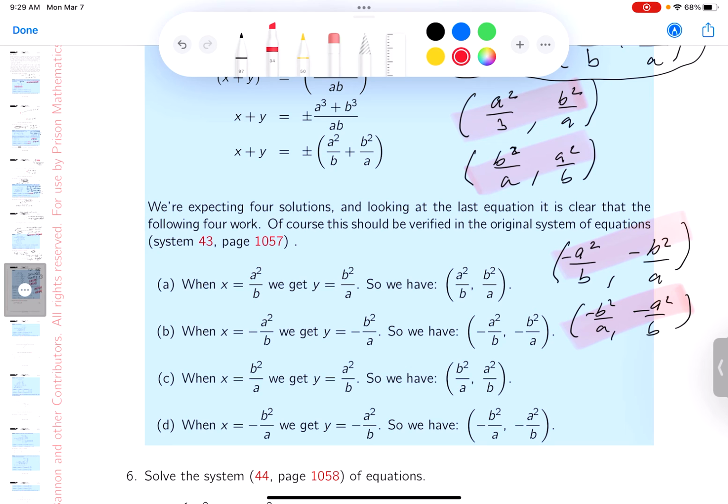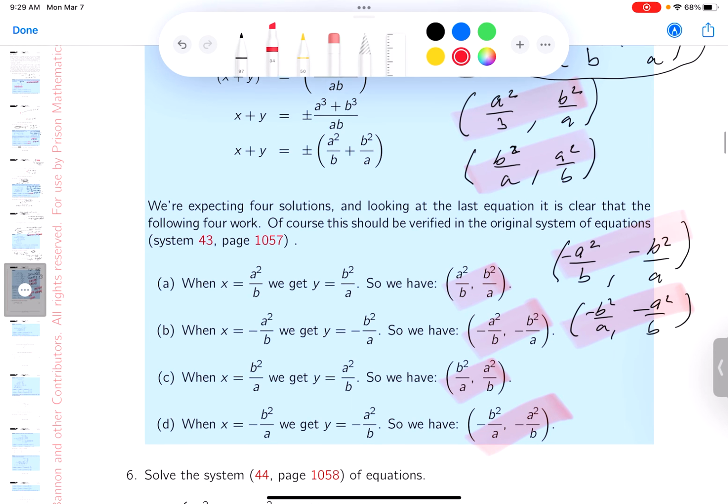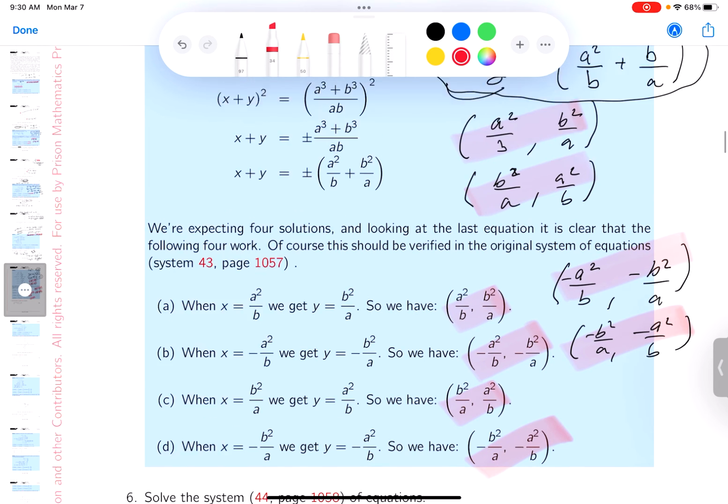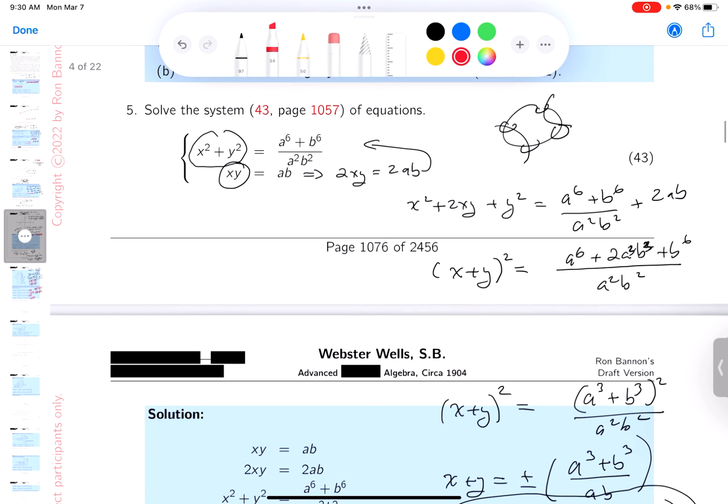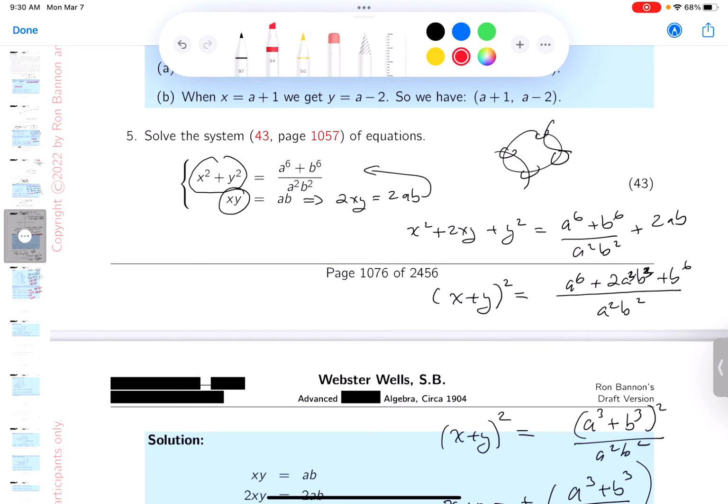So a squared over b, b squared over a, I see that. Let's see, b squared over a, a squared over b, I see that. Minus a squared over b, minus b squared over a, yep, everything is fine. Everything's working out as advertised. Now granted, as advertised doesn't make it true, but if you want to, you can go back in the original system and plug it in. You might say it's overly retentive, but I would go back and check it. All 4 solutions there. I check all 4. Make sure all 4 work out.